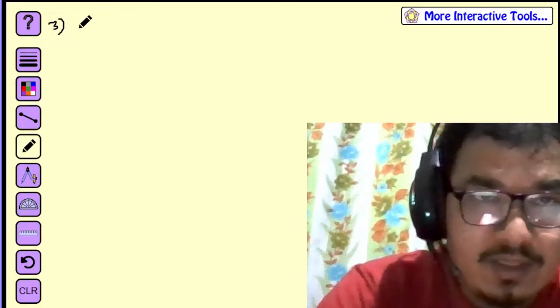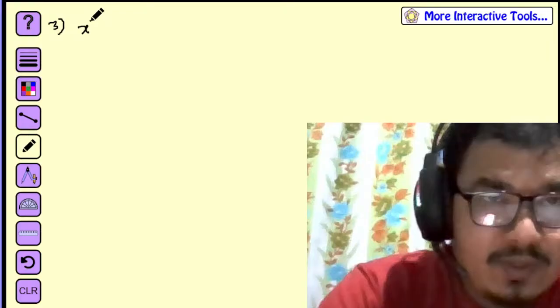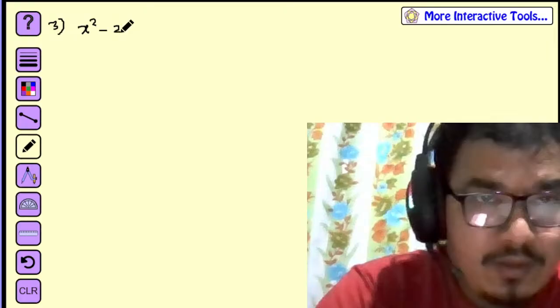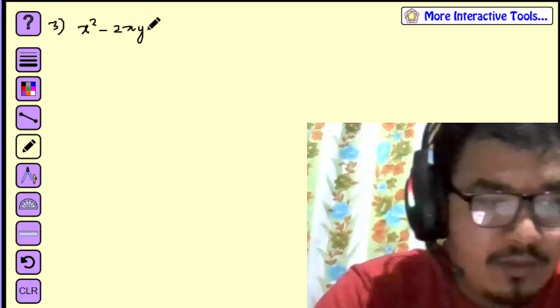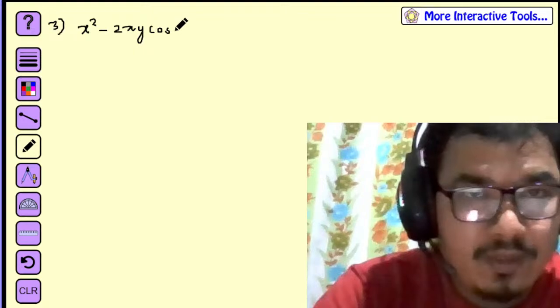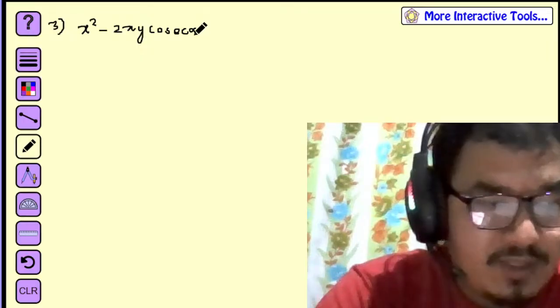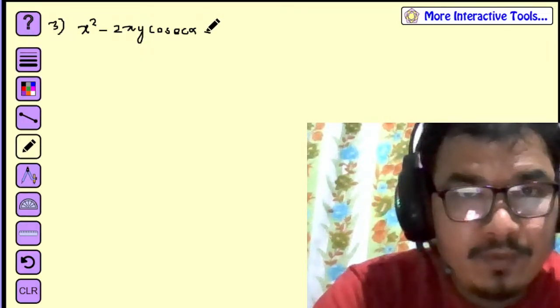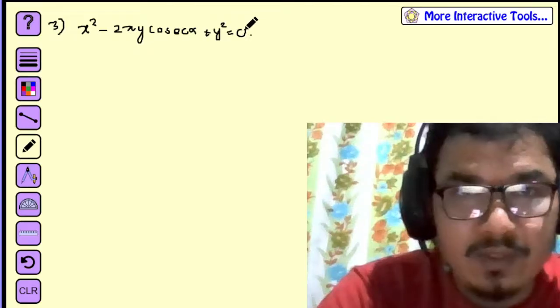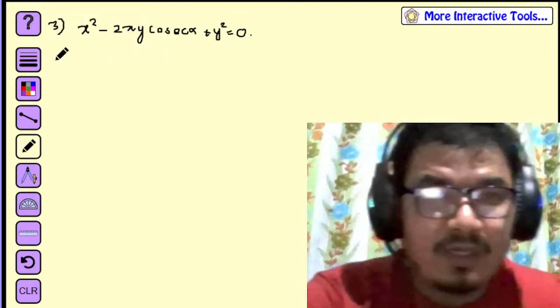If an equation is given like this: x square minus 2xy cosec alpha, and the last term is plus y square. The last term given there is y square. In such a condition, how do we find its separate equations? This is one single equation, right? And how do we find its separate equations?